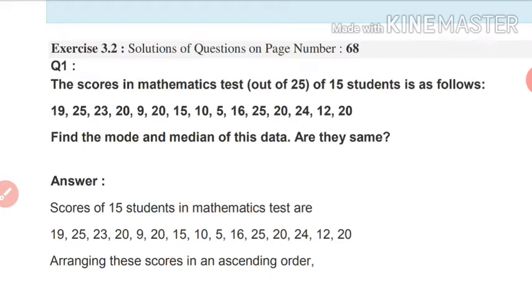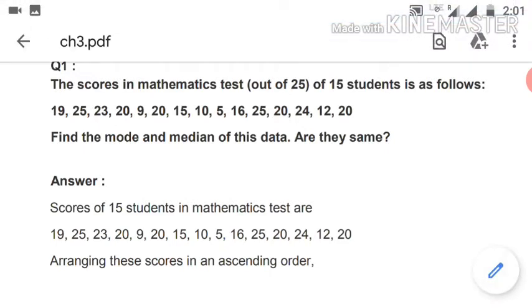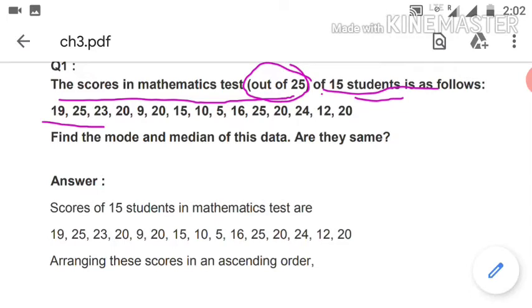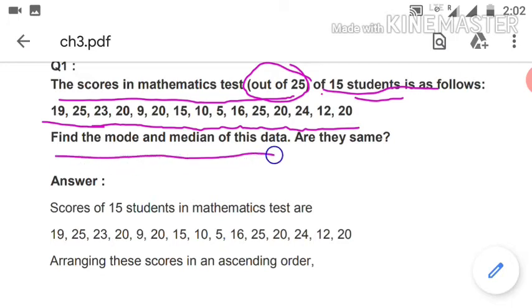Question number 1. The score in a mathematics test out of 25 of 15 students. So total marks is how much? Out of 25, and total students is 15. The scores of the mathematics test are given here: 19, 25, 23, 20, 9, 20, 15, 10, 5, 16, 25, 20, 24, 12, 20. So these are the marks scored by 15 students. Now find the mode and median of the data.